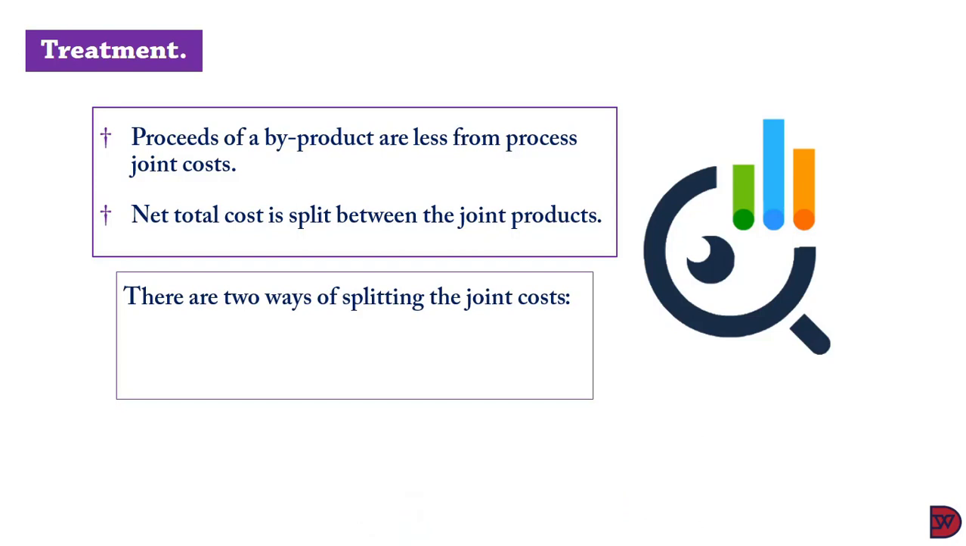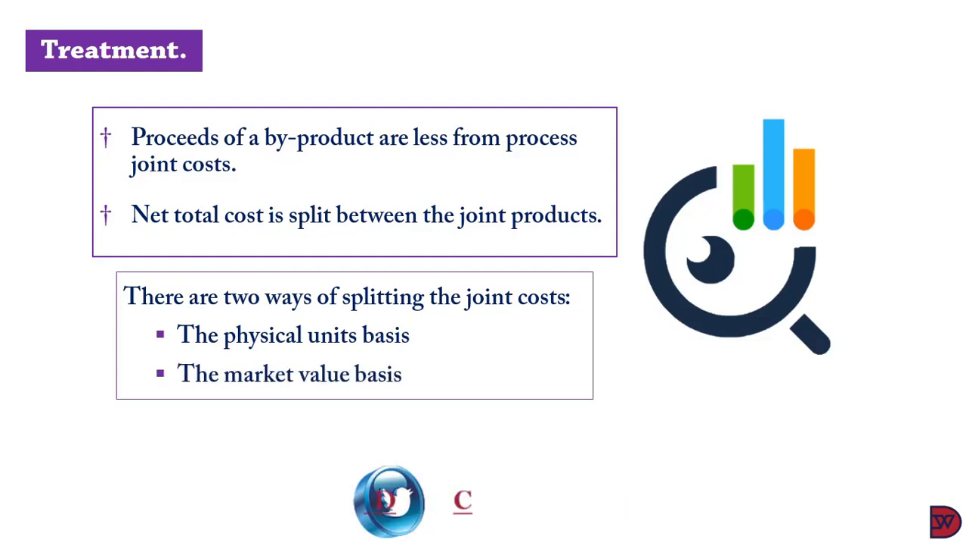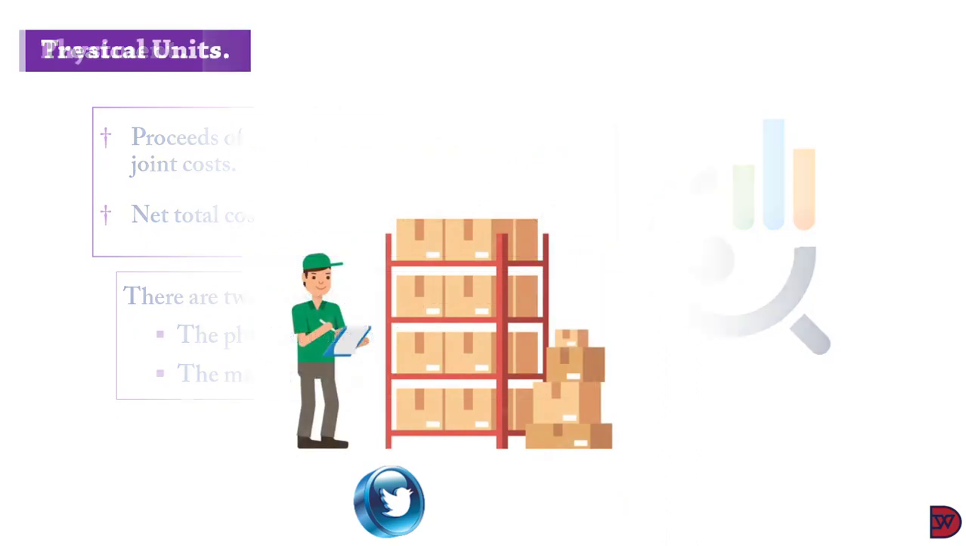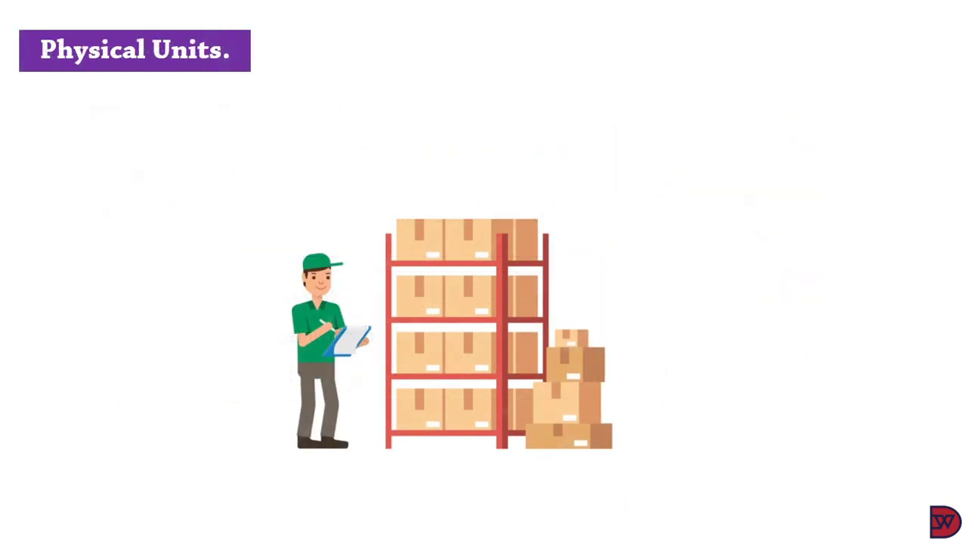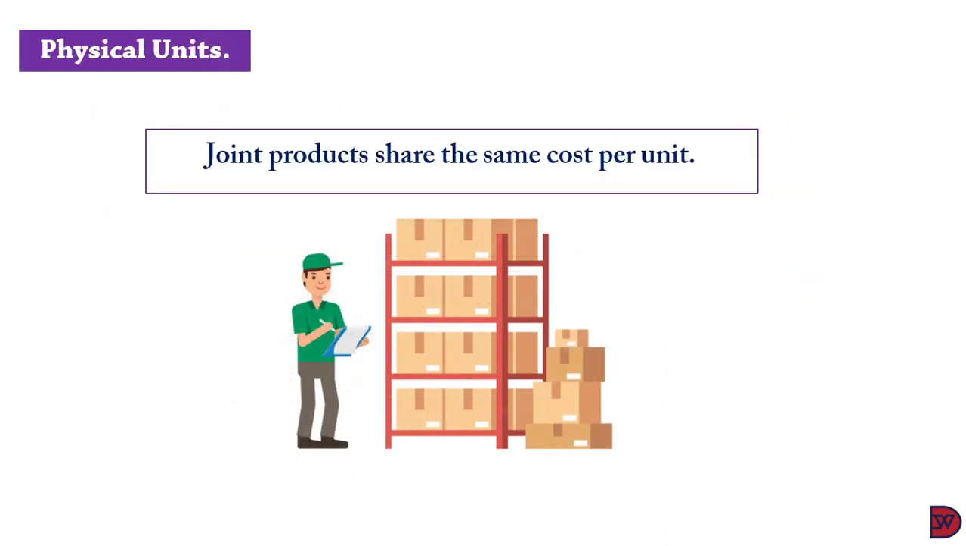Now there are two ways of apportioning this joint cost. One is the physical unit basis, and the second is the market value at the point of separation basis. Let's take a look at the physical unit basis first. Here, the joint products have the same cost per unit applied to them.